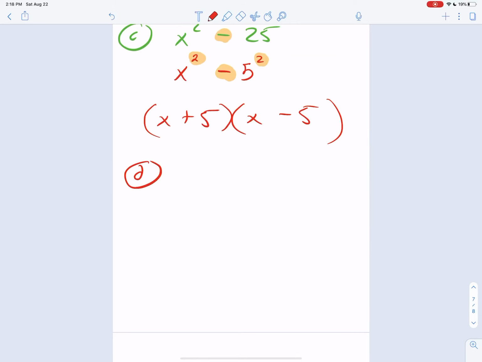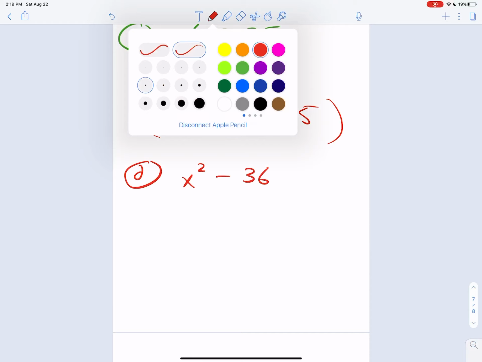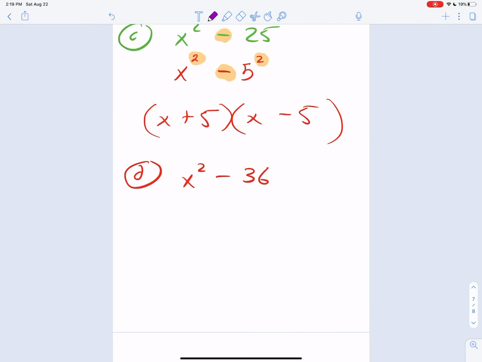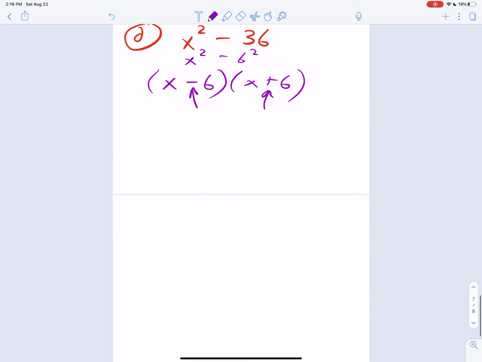All right. Try this one on your own. X squared minus 36. Pause and play whenever you're ready. That's going to come out to x minus 6, x plus 6. I wrote the minus there just to show you guys that it really doesn't matter which way you write it, okay? X squared minus 6 squared. That'll give you your difference of two squares, DOTS, okay? Let's go to the more complicated ones. Here's part E.